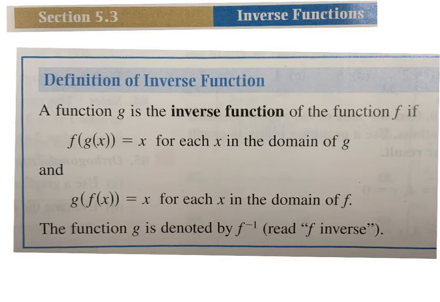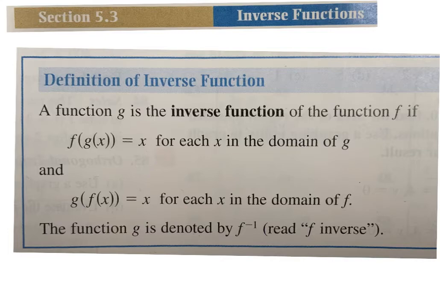A function g is the inverse function of the function f if f of g of x equals x for each x in the domain of g, and g of f of x equals x for each x in the domain of f. The function g is denoted by f to the negative 1, which is read f inverse, okay?